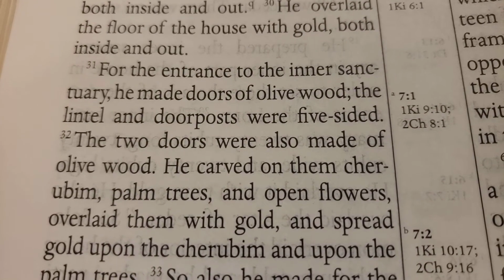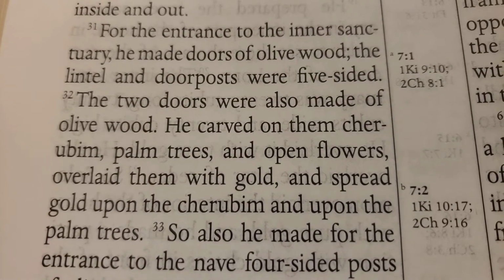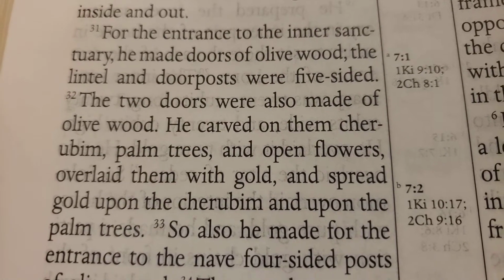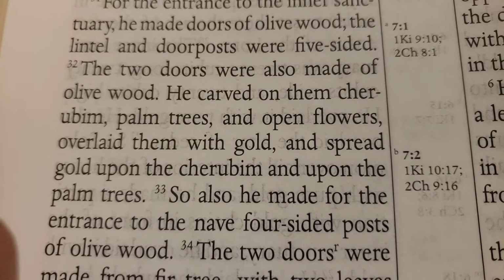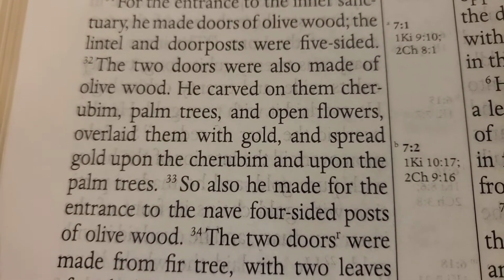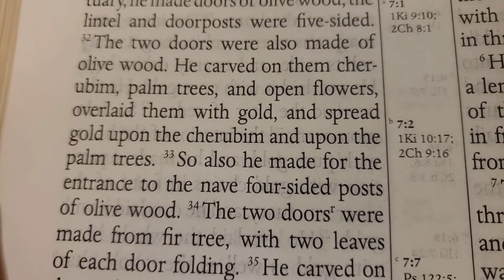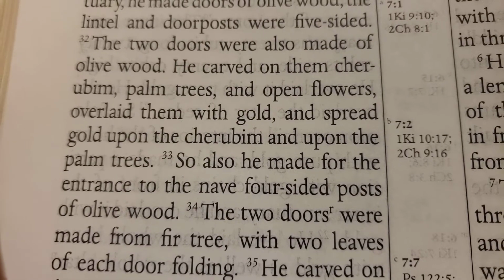The lintel and doorposts were 5-sided. The 2 doors were also made of olive wood. He carved on them cherubim, palm trees, and open flowers, overlaid them with gold, and spread gold upon the cherubim and upon the palm trees.